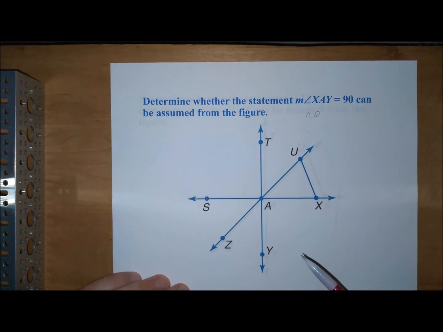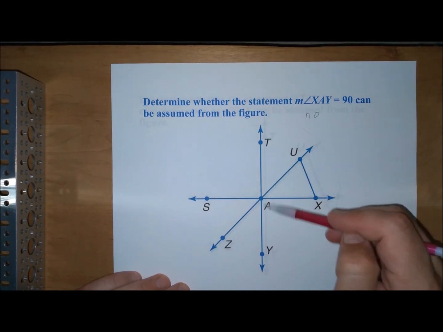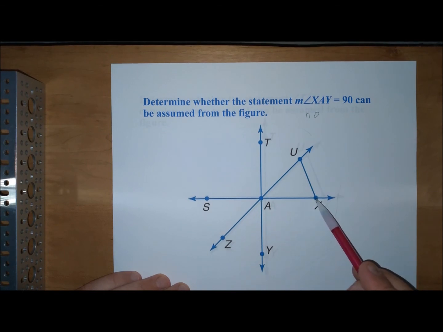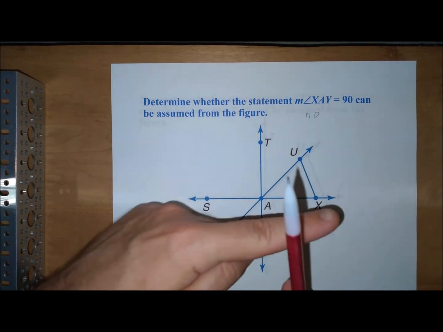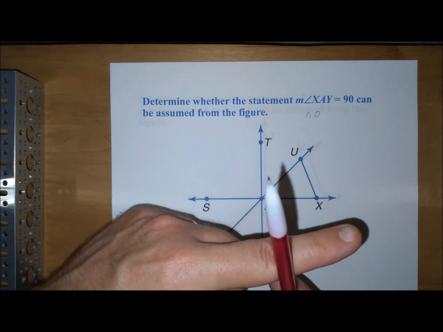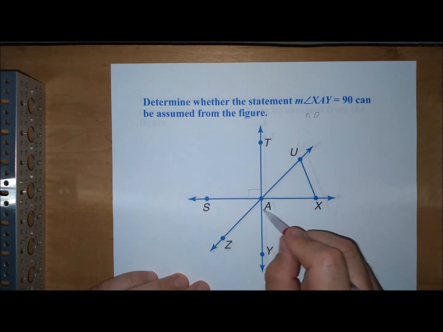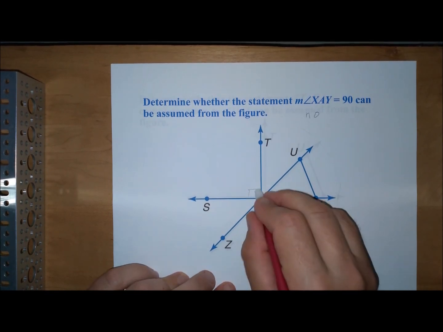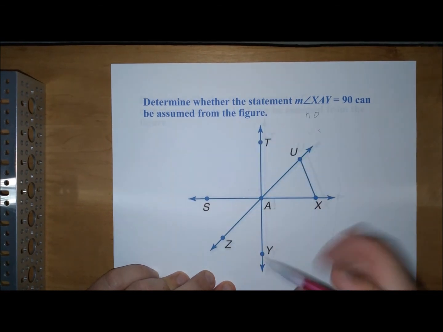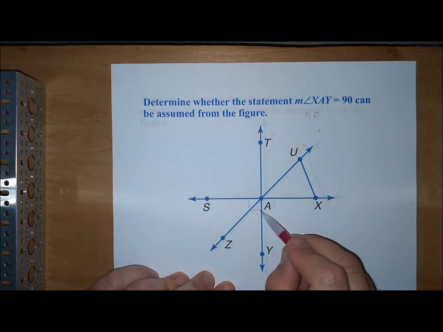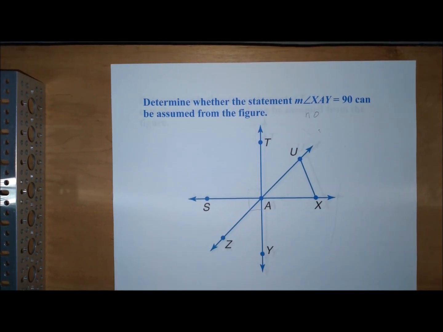What would I need? I can assume that T, A, and Y are collinear, and I can even assume that S, A, and X are collinear. But I don't have anything else that tells me whether they intersect at 90 degrees or 91 or 89. If you told me that, I'd be all set. I'd say, oh, vertical angles, we're good. Or if you had told me that this angle was 90, I could say they form a linear pair, and therefore this must be 90 as well. But without one of those pieces of information, I cannot assume that is a 90-degree angle.